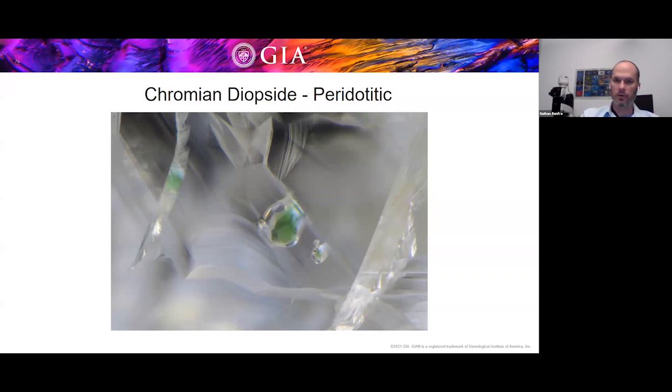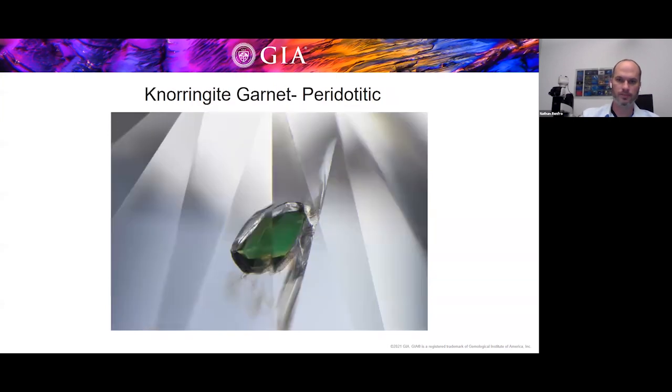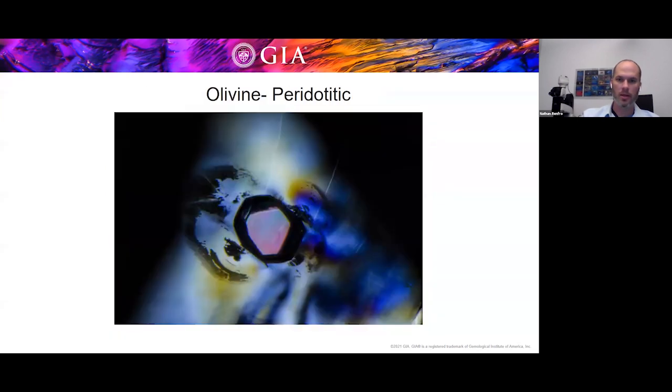You also have chromium diopside, which is again consistent with peridotitic origin. And these are particularly rare, so it's not something that you'll commonly see, but when you do see these bright green crystals, you really can't miss that. And it tells you about the conditions of formation. You also have knorringite garnet, which is a rare type of garnet that's chromium rich, which is also indicative of peridotitic origin. And olivine.